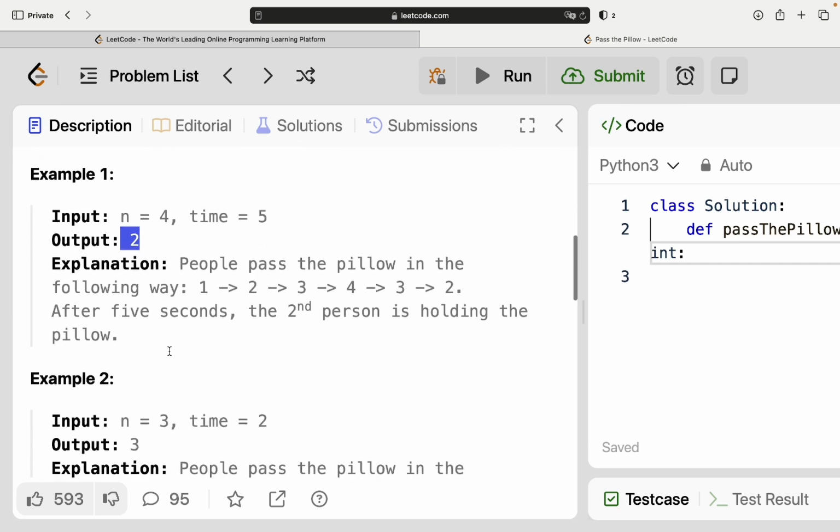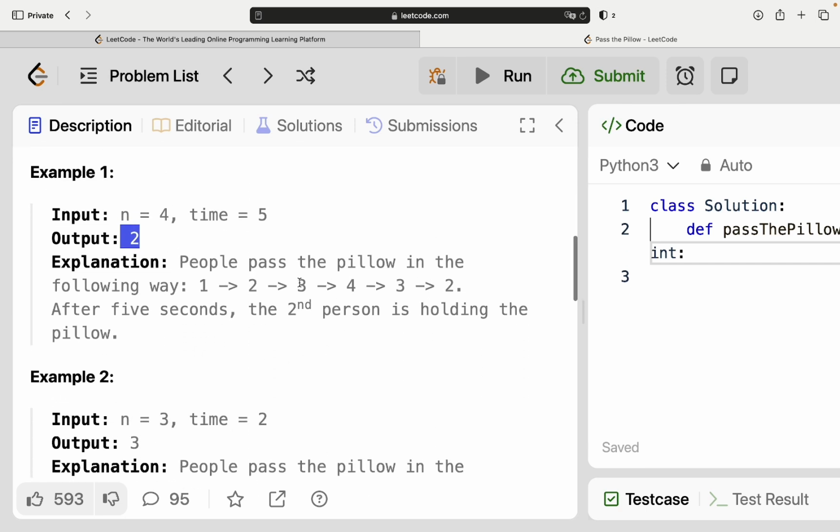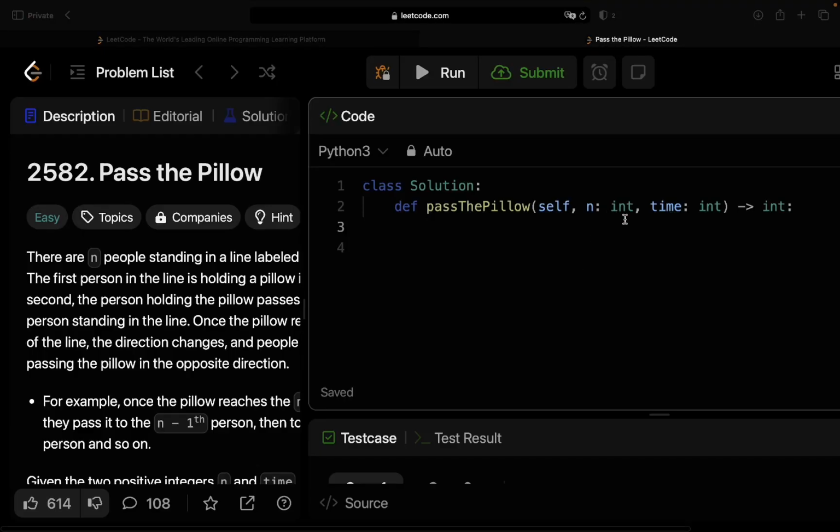So to solve this problem, we need two variables, one to keep track of the direction, another one to keep track of the index of the person holding the pillow. Okay, let's dive into the coding. So we have the direction, which is 1.